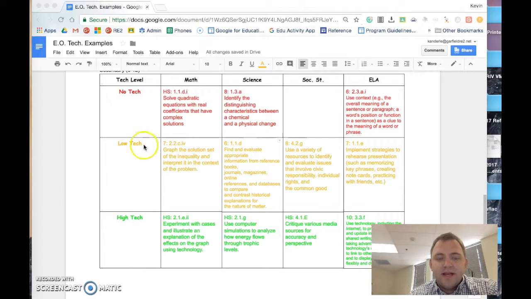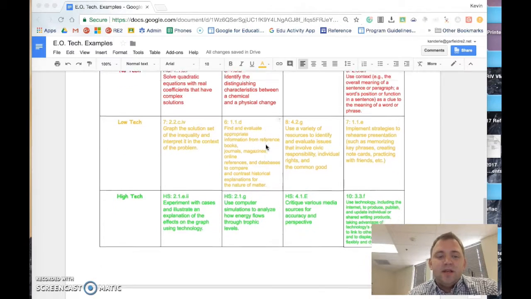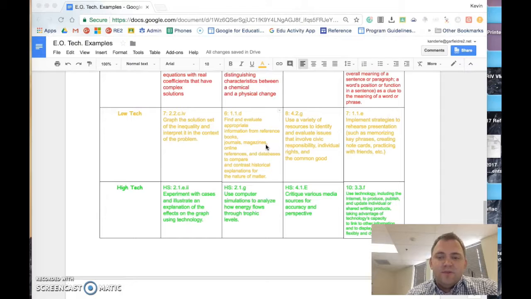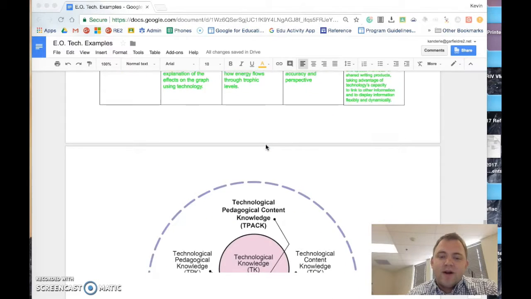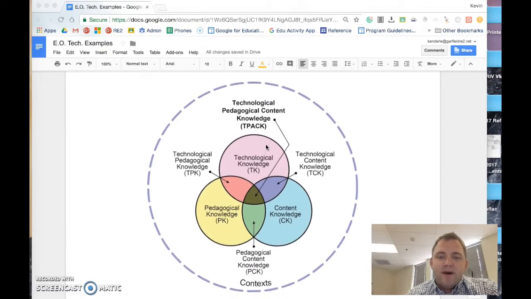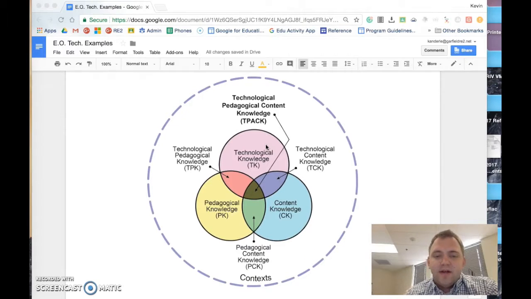Now that low tech, again, that's where it gets a little tricky, because it's hard to tell, should I use it or shouldn't I use it? That's where we're envisioning this TPACK model really being supportive for coaches and teachers when they can have that conversation of, does this technology help? Do I feel comfortable in the context using technology here? Is that going to enhance the lesson?